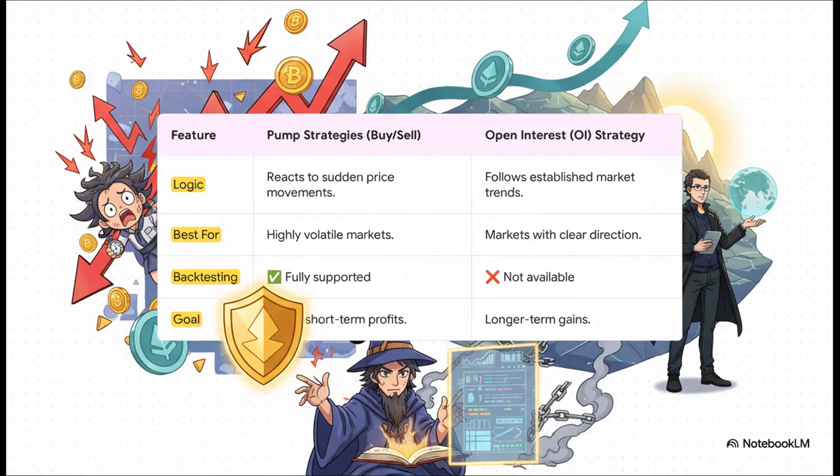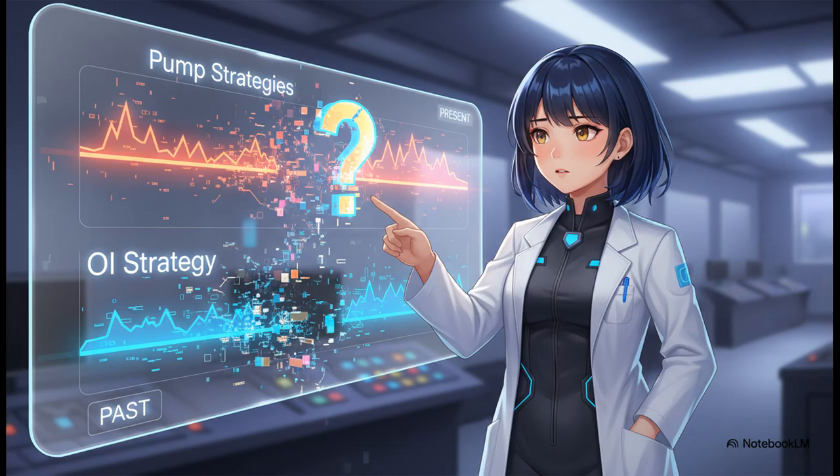But honestly, for a beginner, you can almost ignore everything else and just look at that one row, backtesting. This is the absolute deal breaker. And here's why. It's a critical limitation. You simply cannot backtest the open interest strategy. It's not the bot's fault. It's because Binance doesn't provide the historical data for it. So you'd have to test it with real-time trading, which is not great when you're just learning the ropes. And for that reason, and that reason alone, our strong recommendation for all new users is to start with a pump strategy. It's just the safer, smarter way to begin.